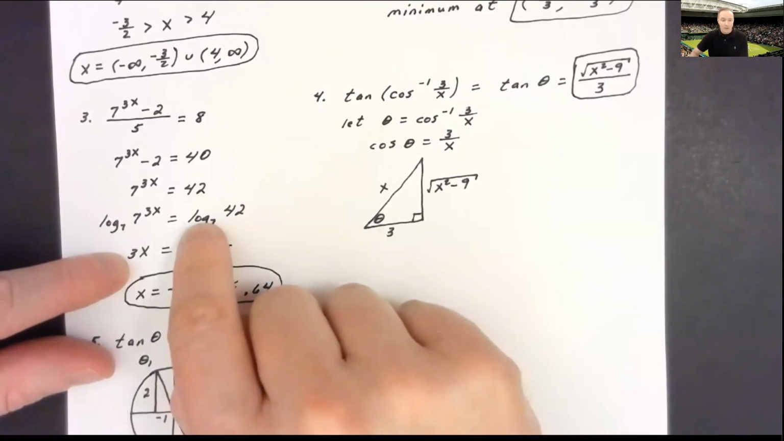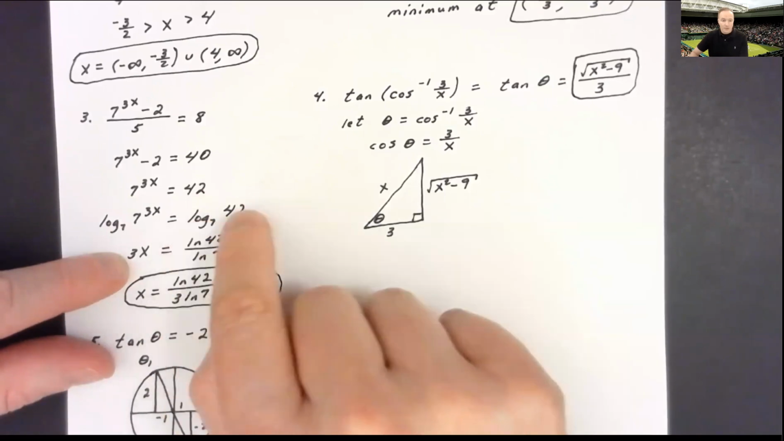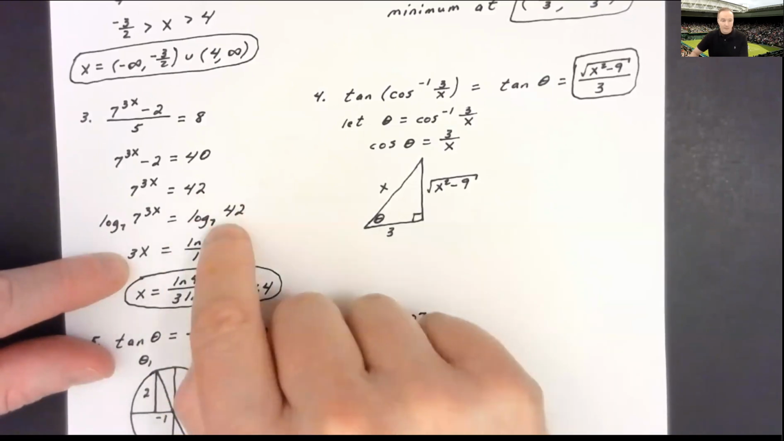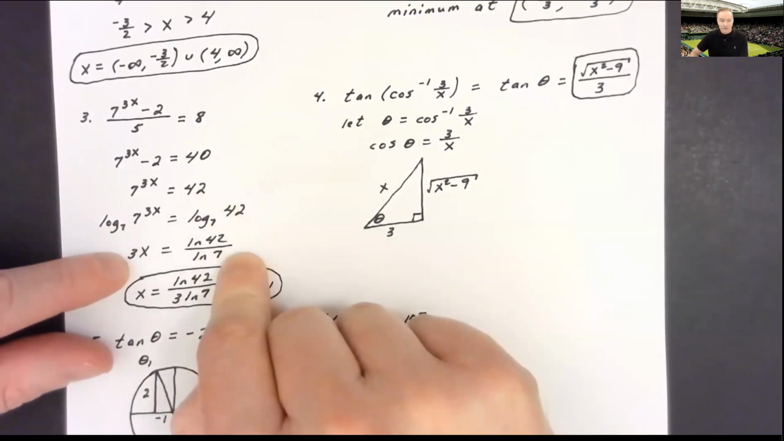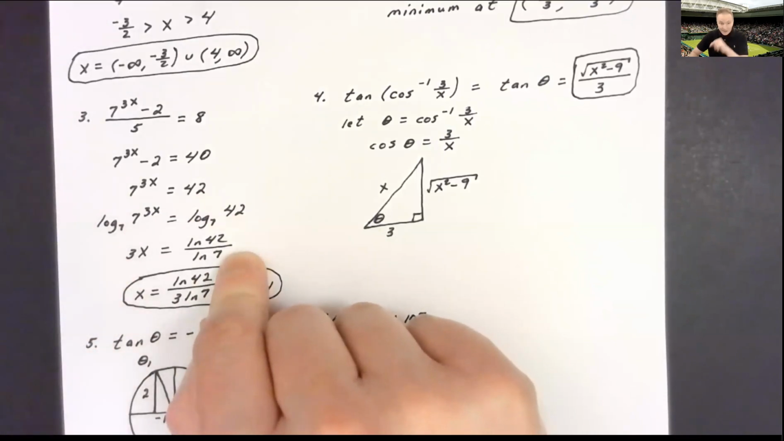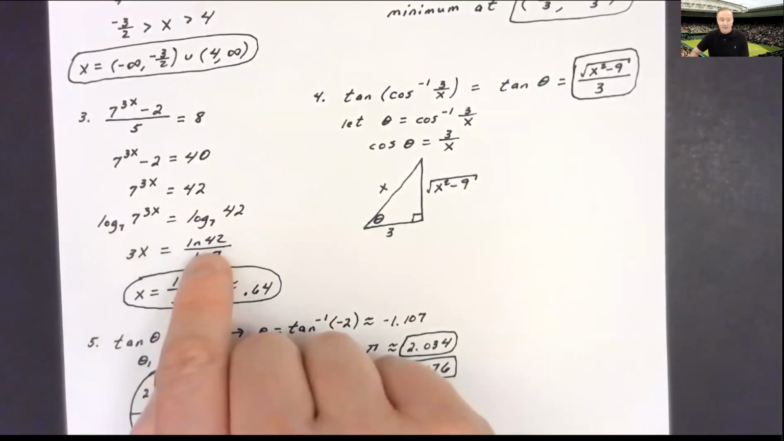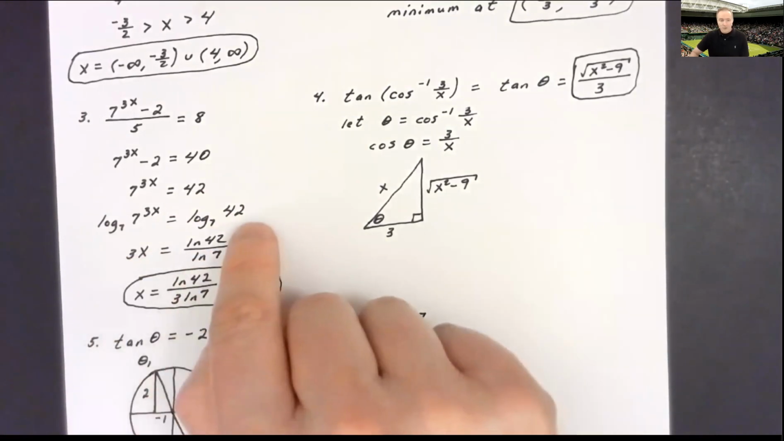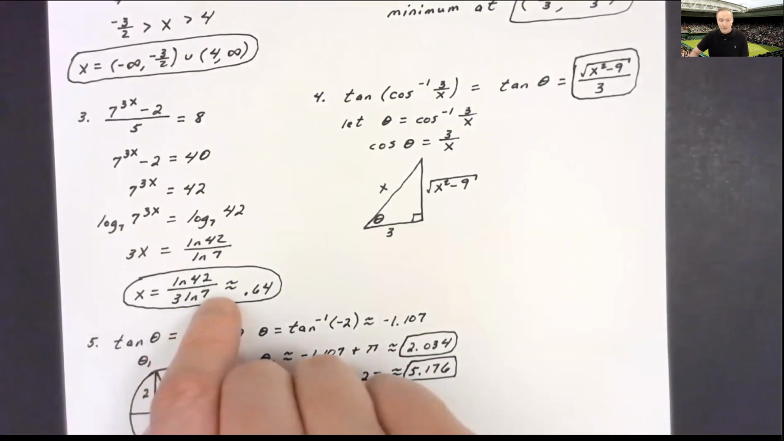Otherwise, you can just say, well, change of base formula. Log base 7 of 42 is equal to the natural log of 42 divided by the natural log of 7. I went ahead and used the change of base just to make sure anyone could do it, no matter what calculator they're using. Now, in order to solve for x here, of course, you need to divide by 3. So I would have the natural log of 42 divided by 3 natural log of 7. That would be my final answer here.